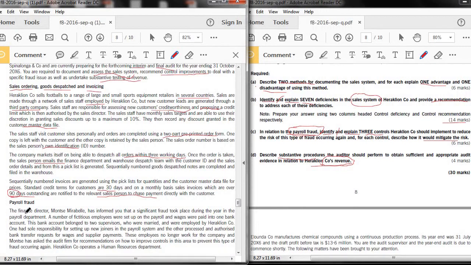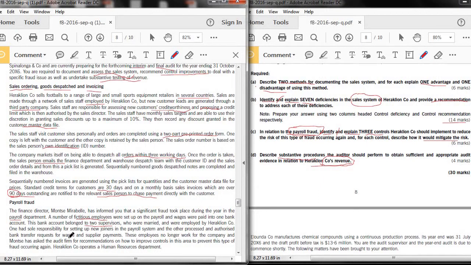Payroll fraud. The finance director, Monse Mirable, has informed you that a significant fraud took place during the year in the payroll department. This is related to the part C of the question. A number of fictitious employees were set up on a payroll and wages were paid into one bank account. This bank account belonged to two supervisors. This means collusion of employees who were married and were employed by Heraklion.